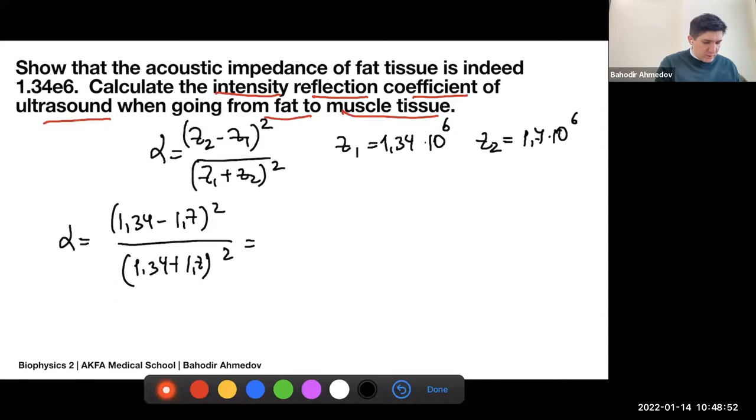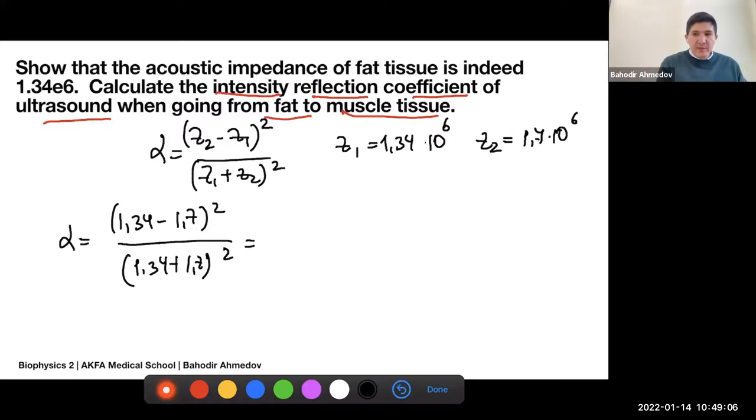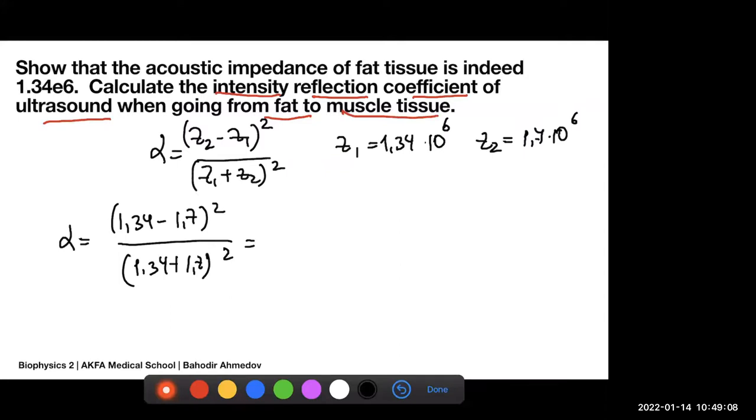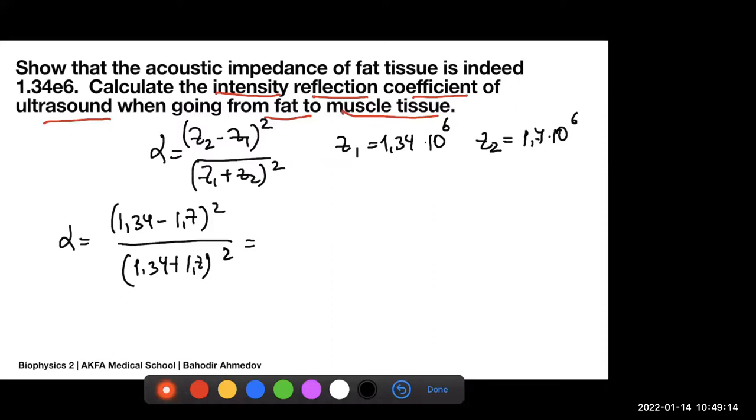1.34 plus, 1.34 minus. I'm sorry, Professor, did you not mix Z1 with Z2? I didn't, but it doesn't matter. It doesn't matter? Sure, it doesn't matter. I mean, you square them anyway. Okay. Yeah, right. Thanks.